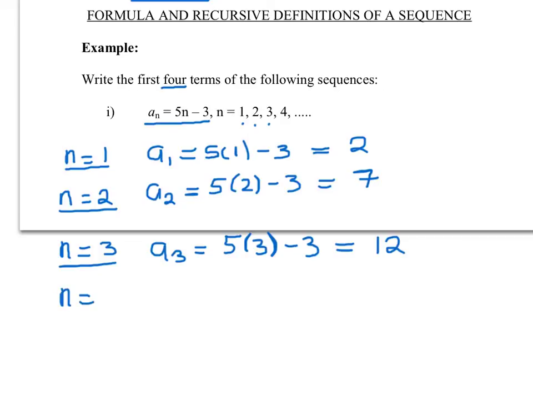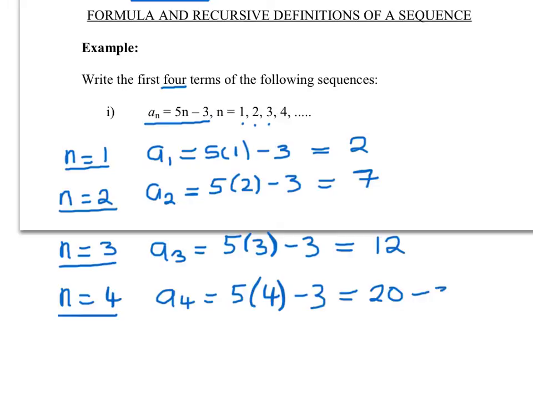And then the fourth term that I'm asked to generate is when n is equal to 4. I'll get that a4 is equal to 5 times 4 minus 3. So 5 times 4 is equal to 20, and 20 minus 3 is equal to 17. So the four values are 2, 7, 12, and 17.